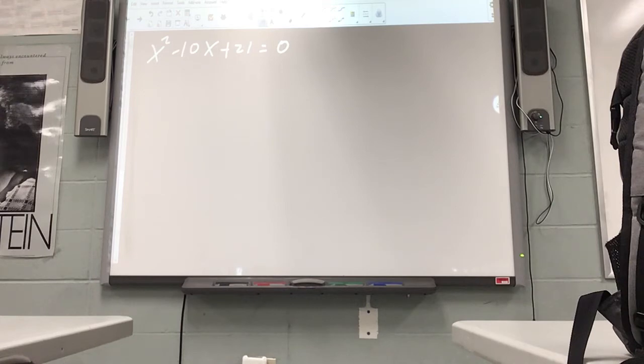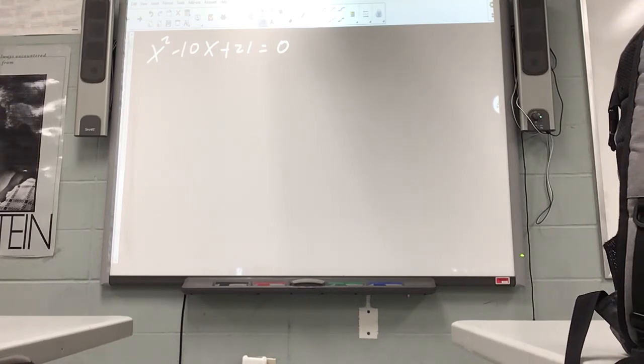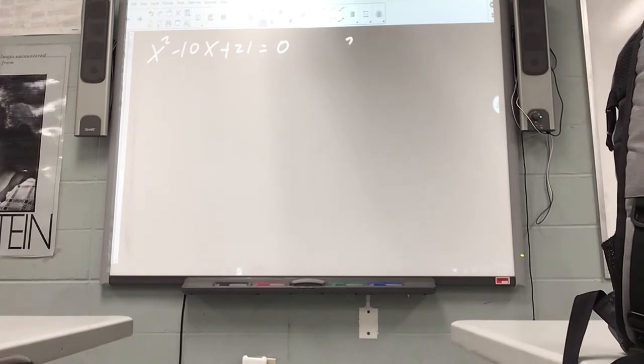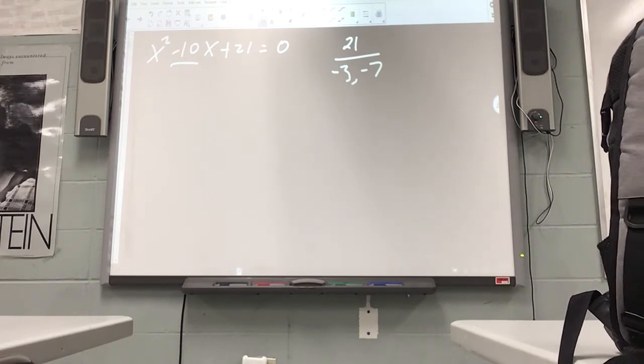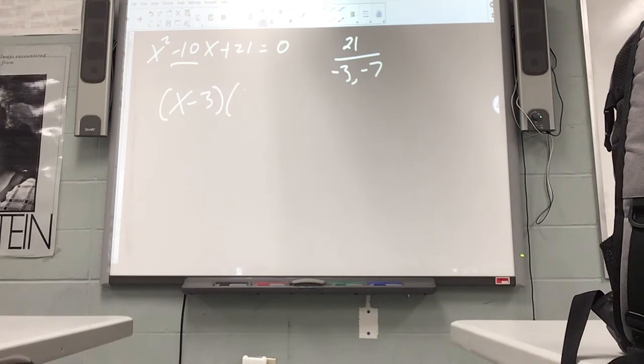So now what are we doing on a trinomial? You multiply a times c, so 1 times 21 is 21. What multiplies to get 21, but adds to get negative 10? 3 and 7. But they need to be what kind, positive or negative? Negative, good. Now, since my a is a 1, it's a 1x squared, I don't have to group, I just put them in the parentheses.